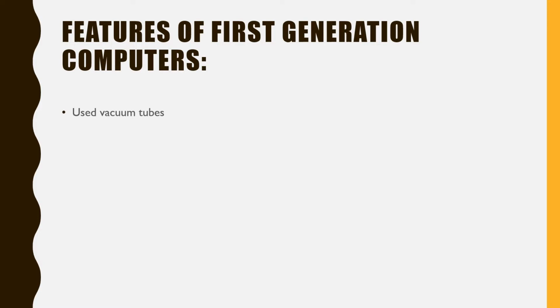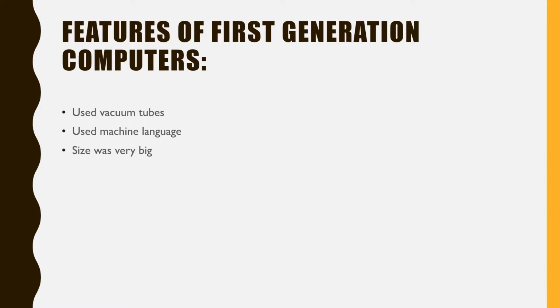Here they used vacuum tubes, and then they used the machine language. You all know regarding the machine language, right? What is the machine language? The machine language is the machine codes. The computer accepts only the machine codes, that is the binary numbers, that is zeros and ones.